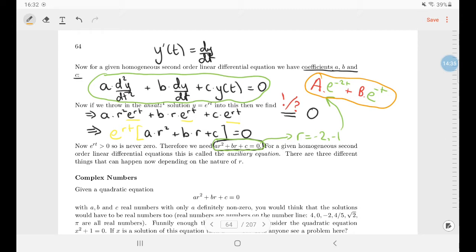So you've got this linear differential equation. The solution is a function, so it's some kind of a curve. You probably need the initial conditions. So that's the value of y at the start and the value of dy dt at the start.